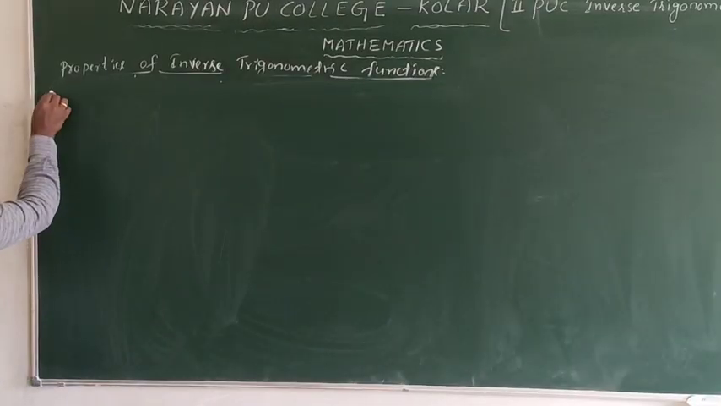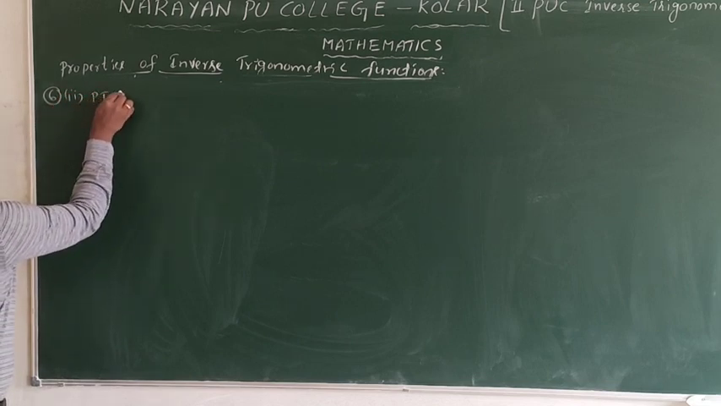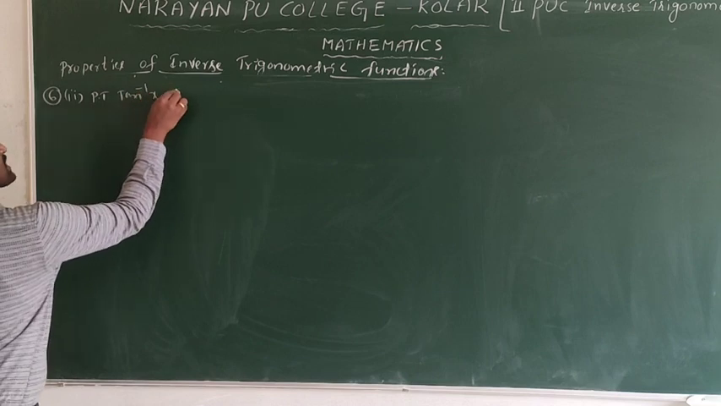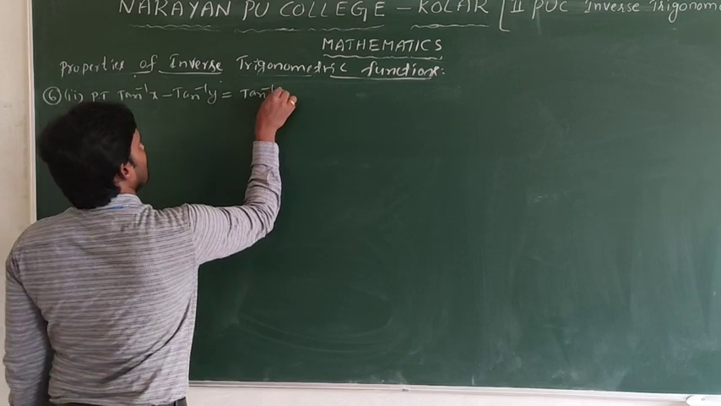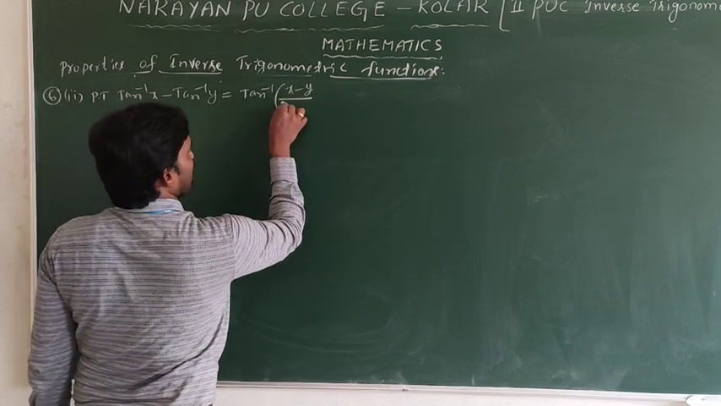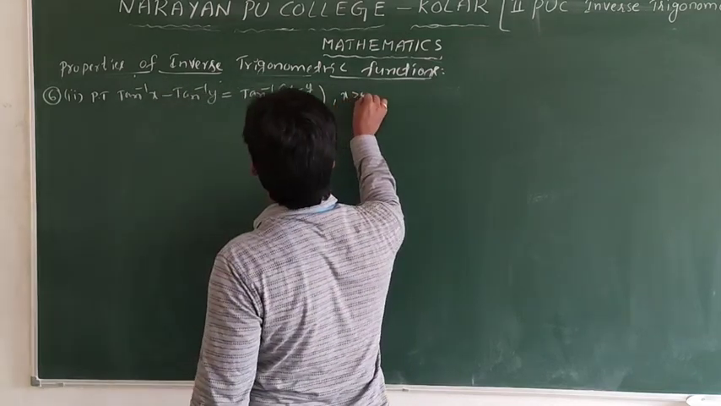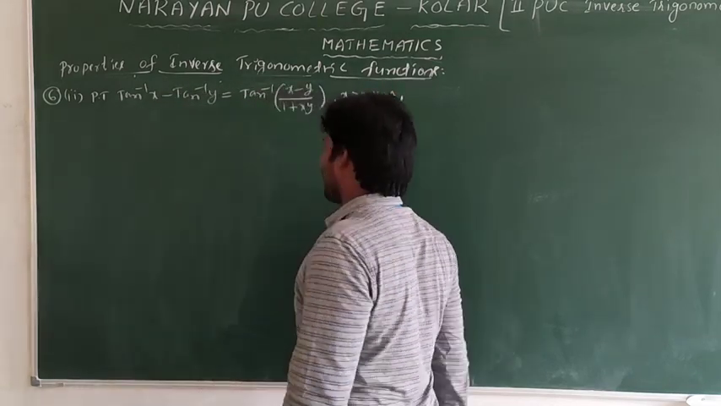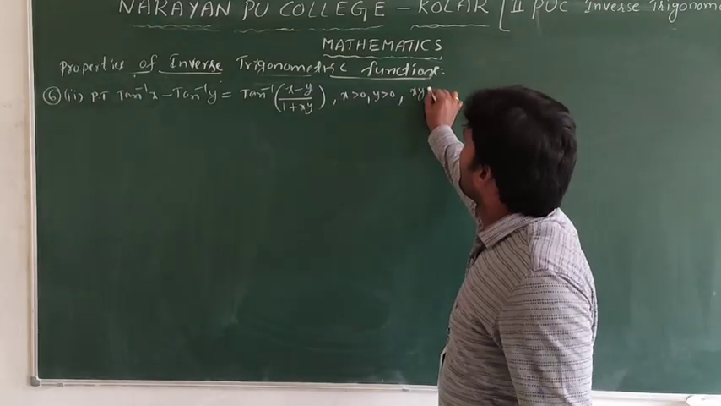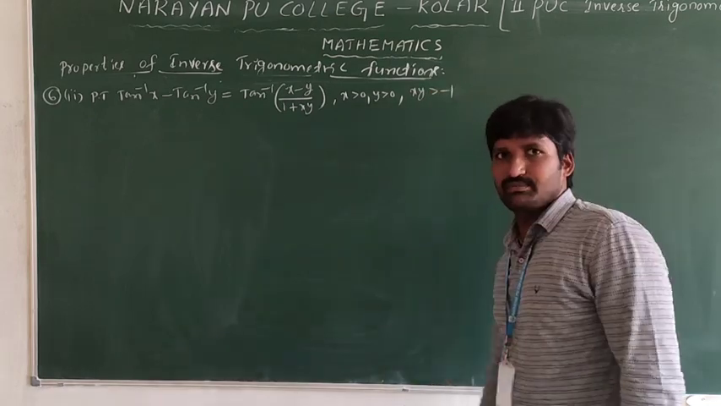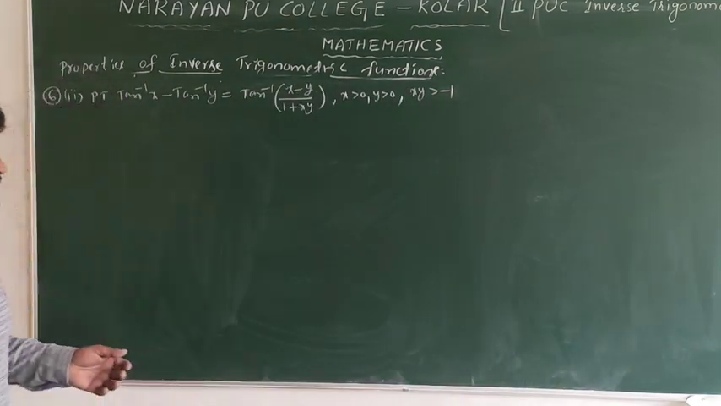Coming to the second one. Prove that tan inverse x minus tan inverse y equal to tan inverse of (x minus y) by (1 plus xy). Here x is greater than 0, y is greater than 0, and xy is greater than minus 1. These are the conditions given, values wise.